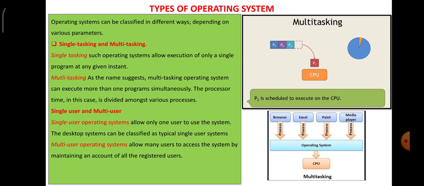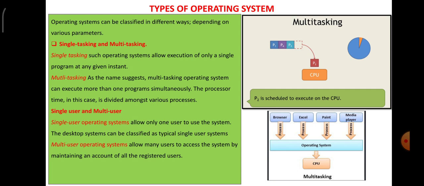Single user and multi-user operating system. A single user operating system allows only one user to use the system. The desktop systems can be classified as typical single user systems. A classical example would be MS-DOS. In MS-DOS only one user can work at a time, and you cannot have any network because in that operating system only one person can work on it.